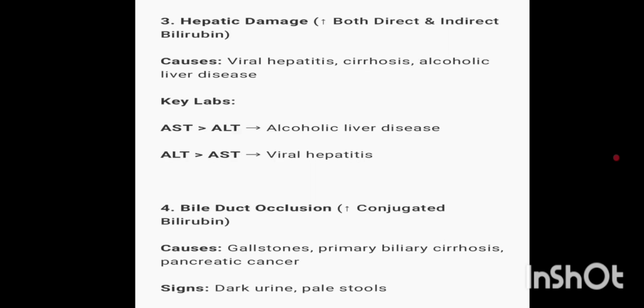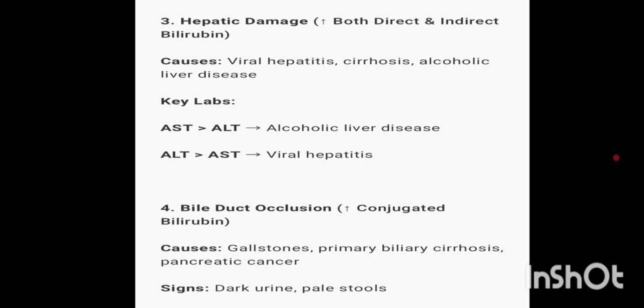What if the liver itself is damaged? It won't process bilirubin well, leading to a mix of both unconjugated and conjugated bilirubin in the blood. Common causes include viral hepatitis, cirrhosis, alcoholic liver disease. A key lab finding to differentiate them: if AST levels are more than ALT, this suggests alcoholic liver disease. If ALT levels are more than AST, this is more likely viral hepatitis.